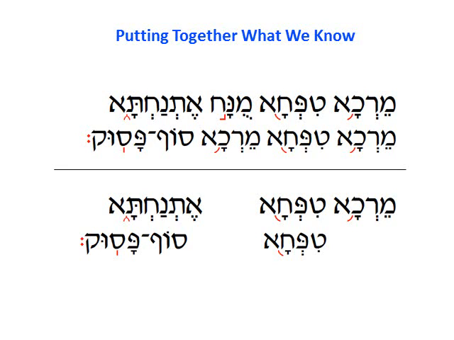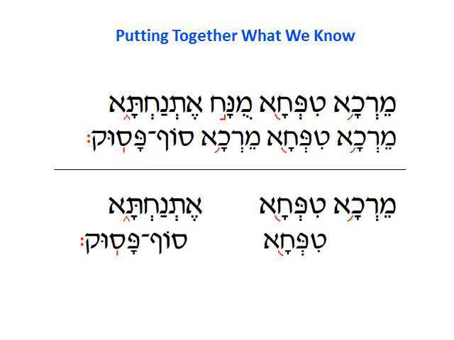Now we're going to put together what we know, and we're going to try the etnakta and the Sof Pasuk phrases. So, here we go. Mercha, tipcha, munach, etnakta. With mercha, tipcha, mercha, Sof Pasuk, we get a whole phrase. The trope marks are mercha, tipcha, munach, etnakta. Mercha, tipcha, mercha, Sof Pasuk. Again, let's try and sing that again. Mercha, tipcha, munach, etnakta. Mercha, tipcha, mercha, Sof Pasuk.